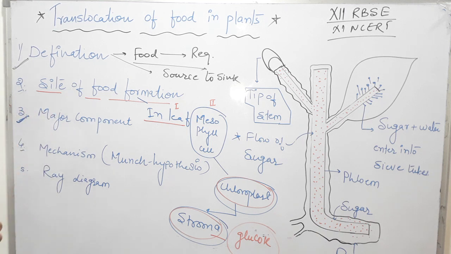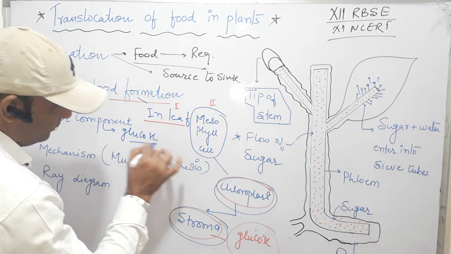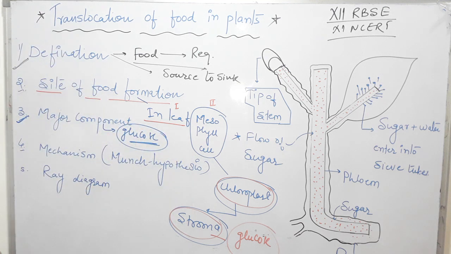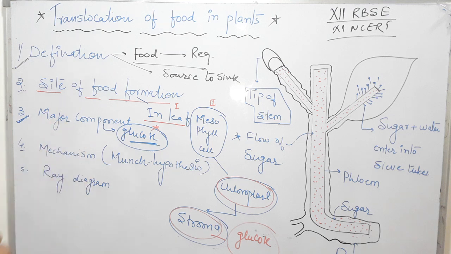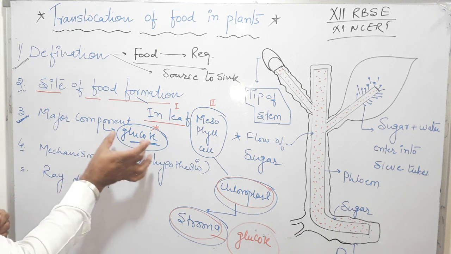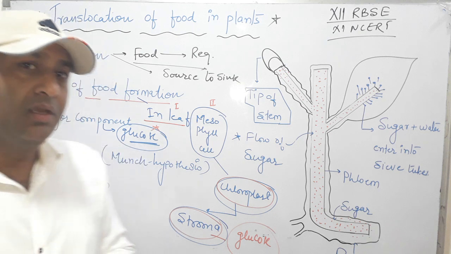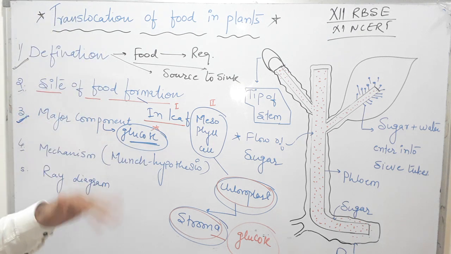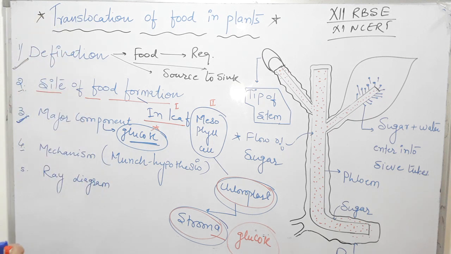Next is the major component. The main product which is produced in photosynthesis is glucose. Two terms are related to this topic. First, the component produced in photosynthesis is called glucose. The component which is translocated or transported in the form of food is sucrose, and the component which is stored in the form of food is starch. So here we write the three topics.